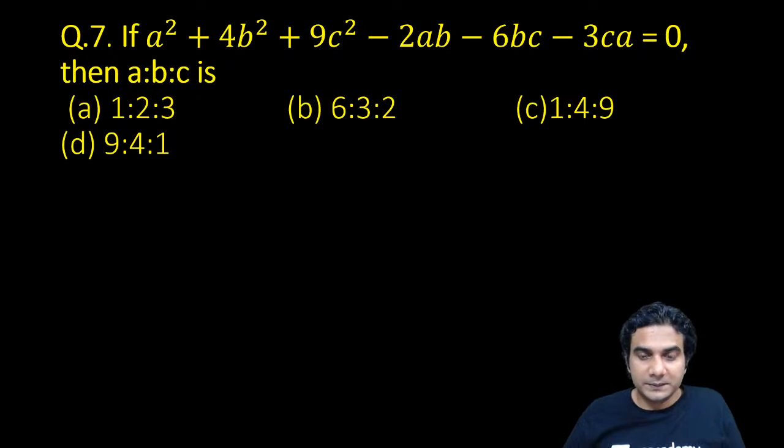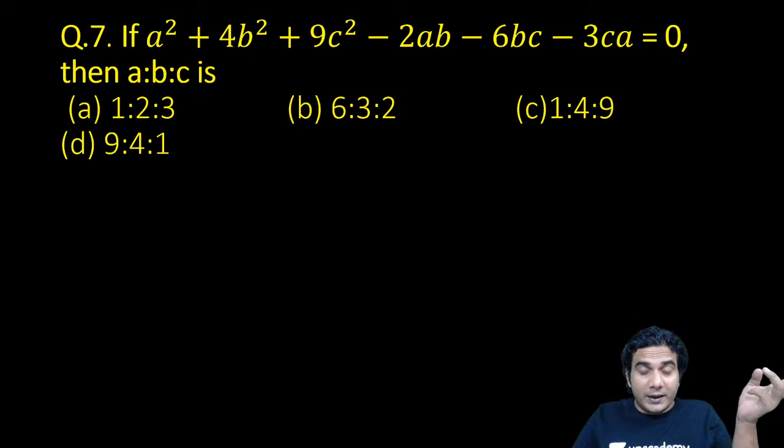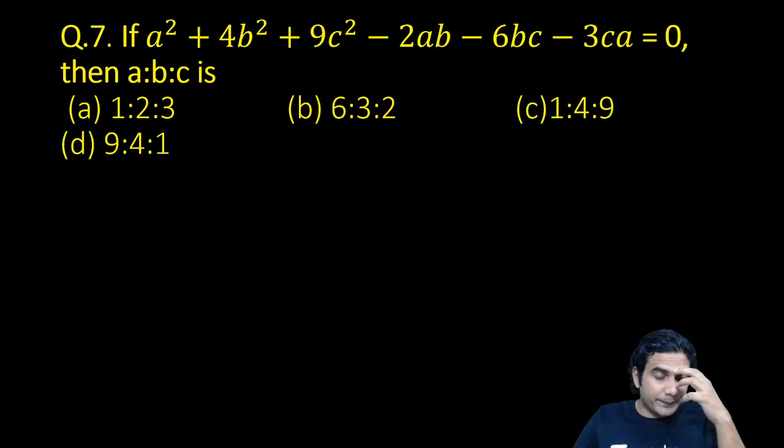This is a good problem. Let's see if you can crack it. We need to find the ratio of A is to B is to C. So again, from one equation we can find the ratio of two variables, and that too in special cases if it is a homogeneous equation. I'll tell you about this homogeneous equation later. But from one equation you can't find the ratio of three variables in general. For that you need at least two equations, in fact exactly two equations, and that too homogeneous equations.